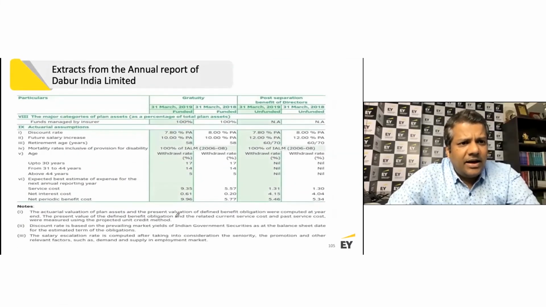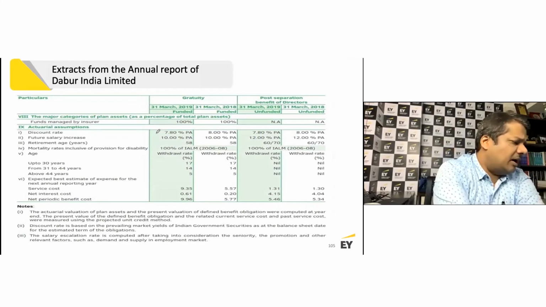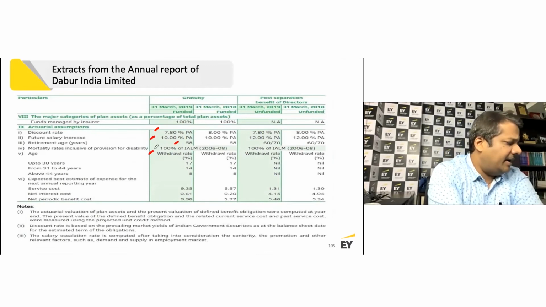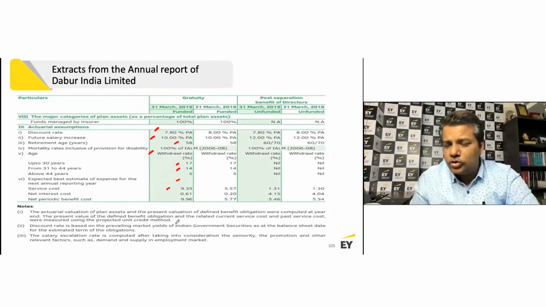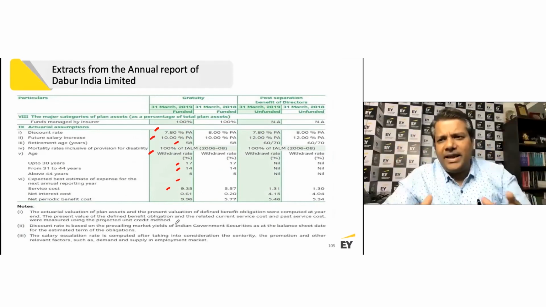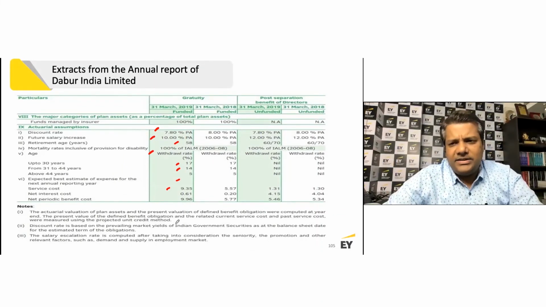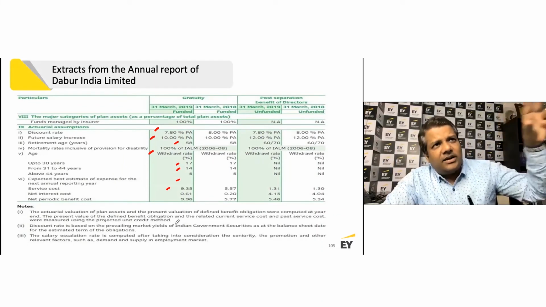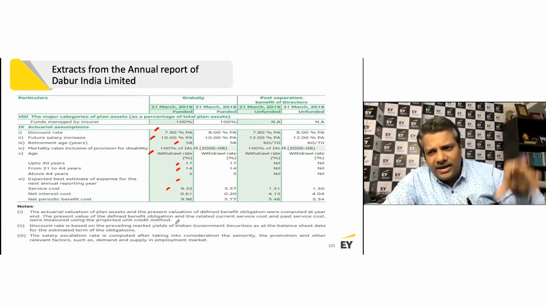And similarly, you look at the disclosure of all the actuarial assumptions. They have to disclose the discount rate of 7.8, future salary increase, the retirement age, the mortality rates up to 30 years, and all of that, and the best estimate of expense for the next annual reporting year is also provided here. So it's very, very comprehensive, the disclosure that is required. And you see it started from the contribution plan, then the benefit plan, then all the assumptions, then all the tables, then the sensitivity, and so on.